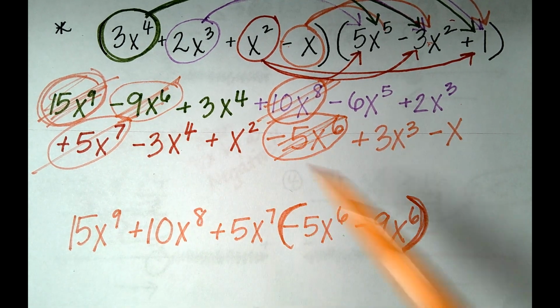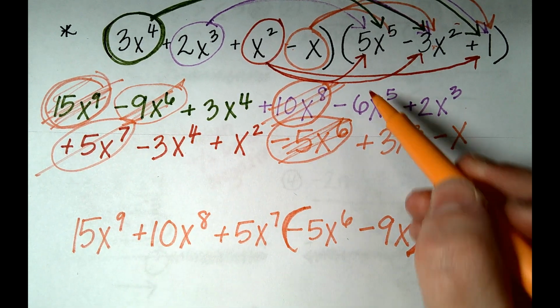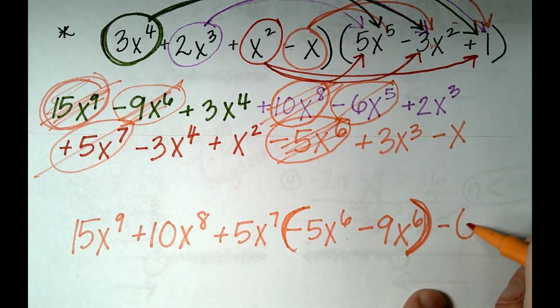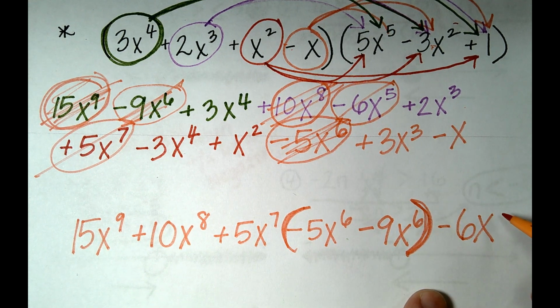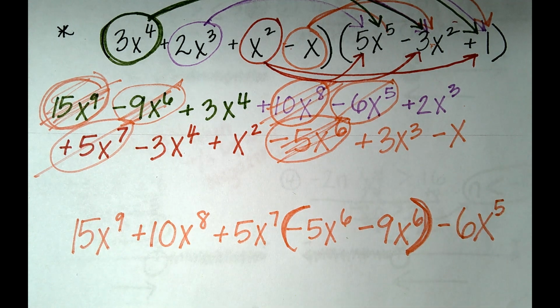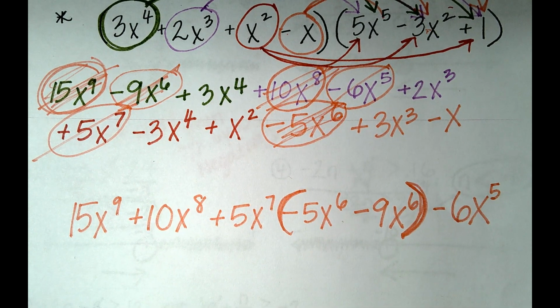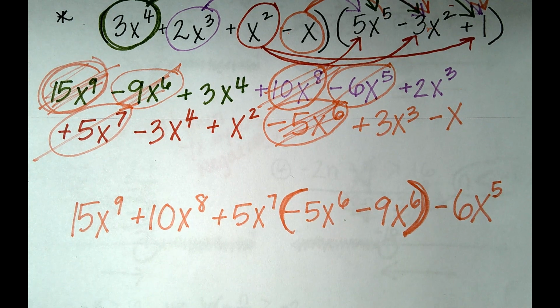Is there any 5s? Yes. Okay, yeah. Negative 6x to the 5th power. Any more to the 5th power? No. Okay. To the fourth? Oh, yes.